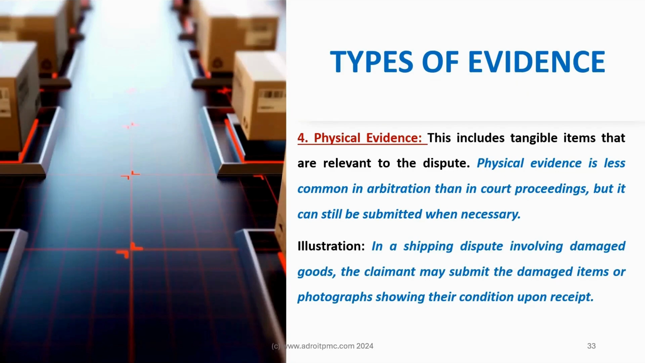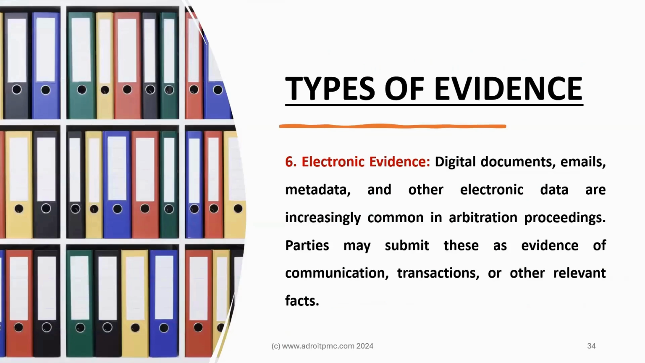Next is physical evidence. This is not very common in arbitration proceedings, but it is still common in court proceedings. Here, physical evidence like the product, damaged items, or photographs, etc., will be submitted as evidence in the arbitration proceeding. Next is electronic evidence. Yes, in the digital era, electronic evidence plays a major role. Email communications, electronic data, etc., play a major role as evidence in arbitration proceedings.